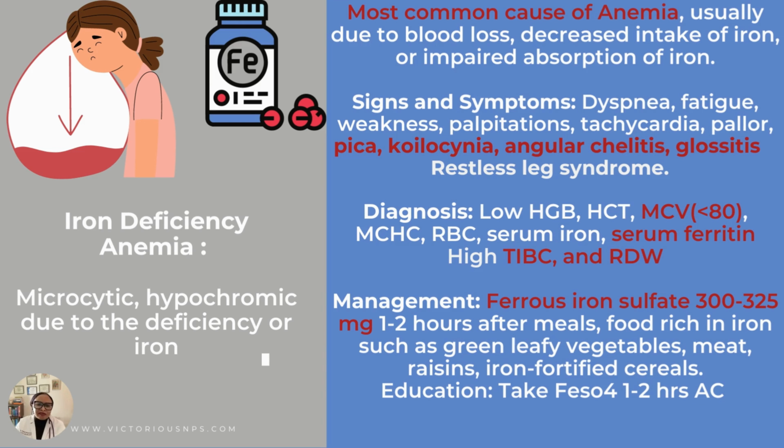So what are the common causes of iron deficiency anemia? Usually it's through blood loss, as you can see in the picture. You're losing blood somewhere. It could be a GI bleed, it could be heavy bleeding, or impaired intake of iron, either through poor intake, supplement-wise, or feeding, or even impaired absorption of iron.